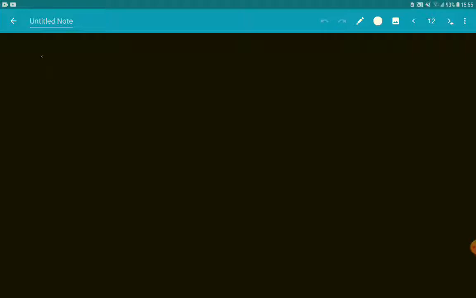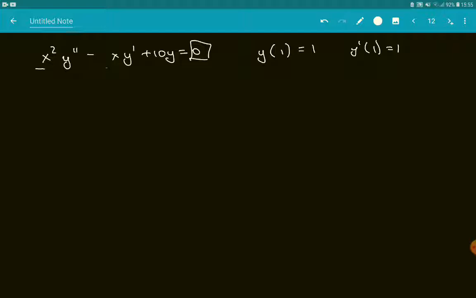In the fifth question, it tells that x squared y double prime negative xy prime plus 10y is equal to 0, and it also tells that y of 1 is equal to 1 and y prime of 1 is equal to 1. First, let's check this is homogeneous. It is a Cauchy Euler equation. We find a, which is 1, b, which is negative 1, c, which is 10. Let's write the auxiliary equation, which is m squared negative 2m. I just write from here negative 1 is negative 2m plus 10 is equal to 0.